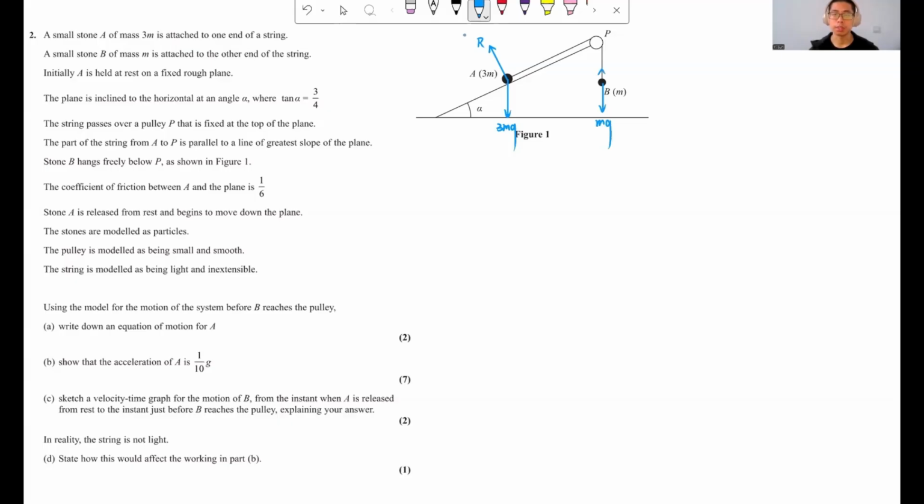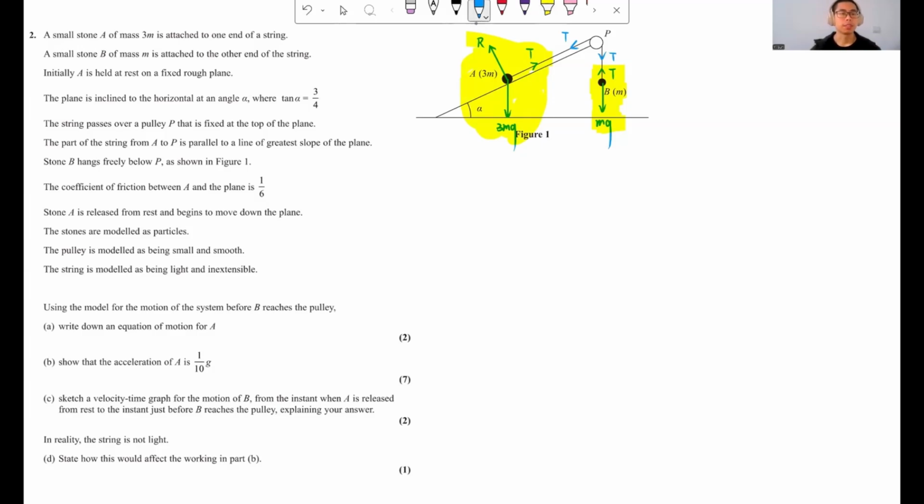And then the tension goes up, and then tension goes down, and then tension goes up, like this. So just make sure those two forces act on the particle B, and then those forces should act on the particle A.